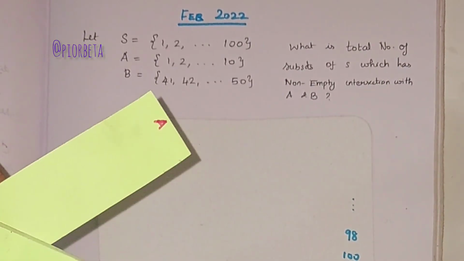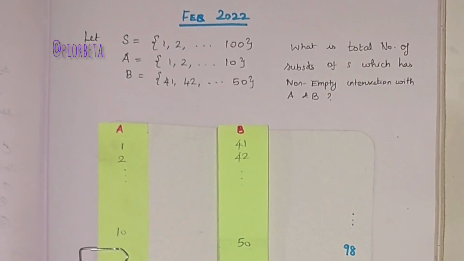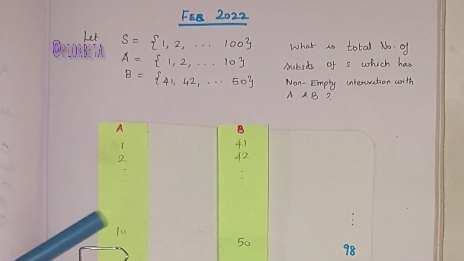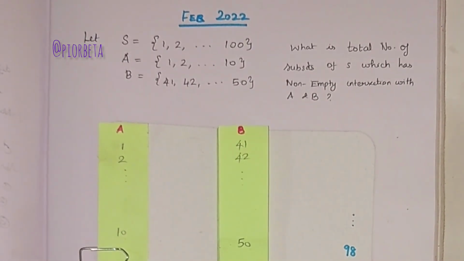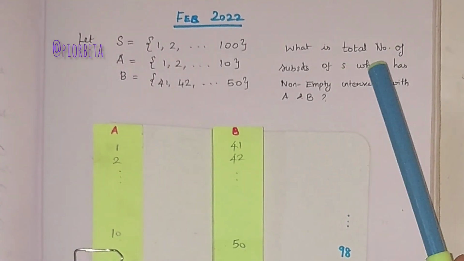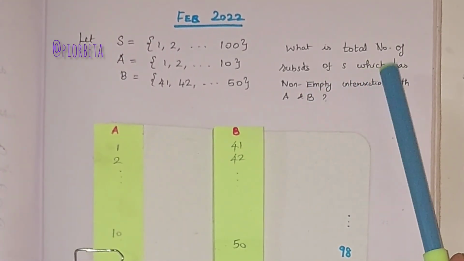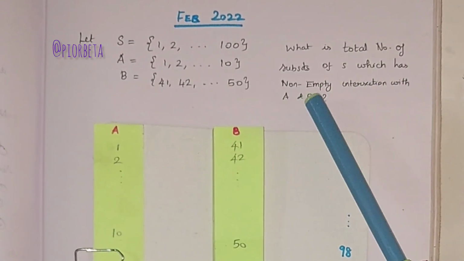Let's have A and B in the set. Now you can clearly see here, this is the A which contains 1 to 10 and this is the B which contains 41 to 50. And the remaining elements are present in the set S. So now we will come to the question, what is the total number of subsets of S which has non-empty intersection with A and B?